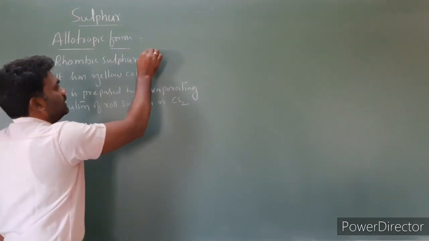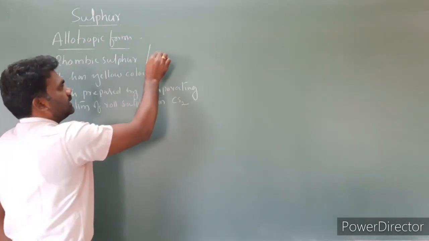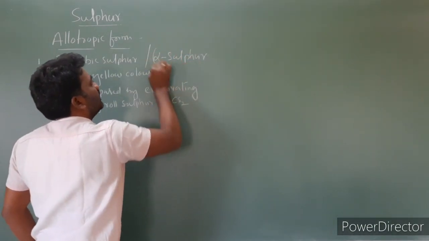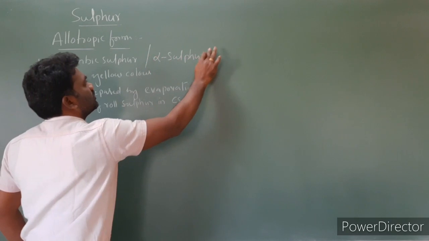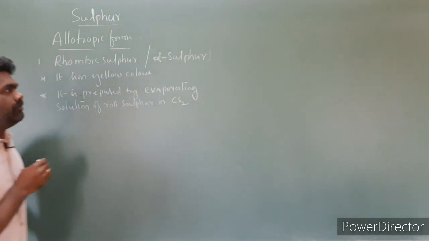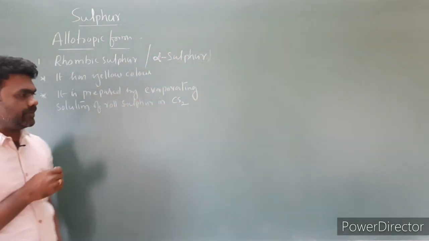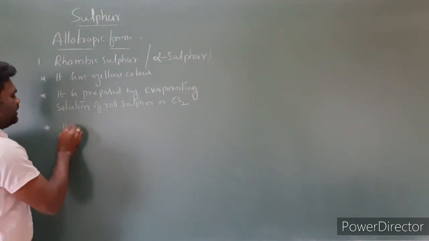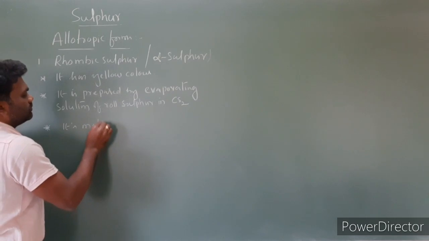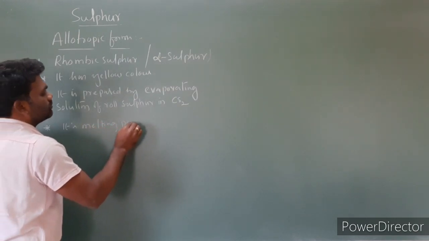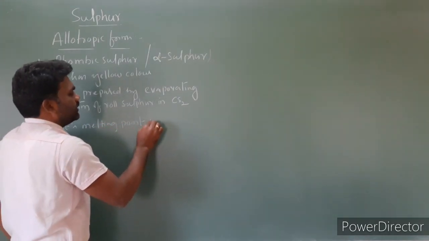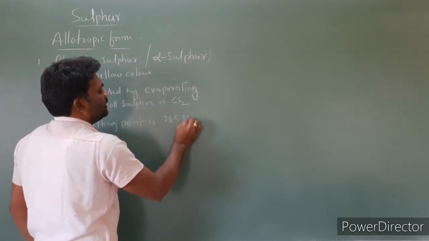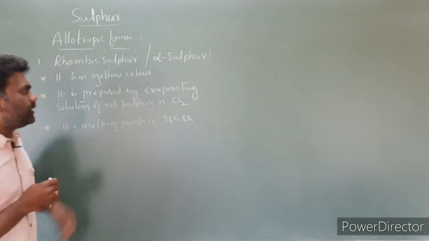Another important point is that rhombic sulfur is also called alpha sulfur. Next, its melting point. The melting point of rhombic sulfur is 385.8 Kelvin.